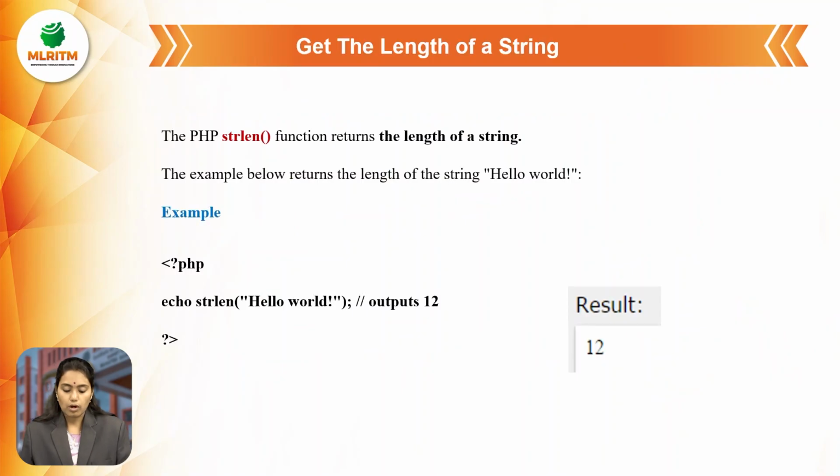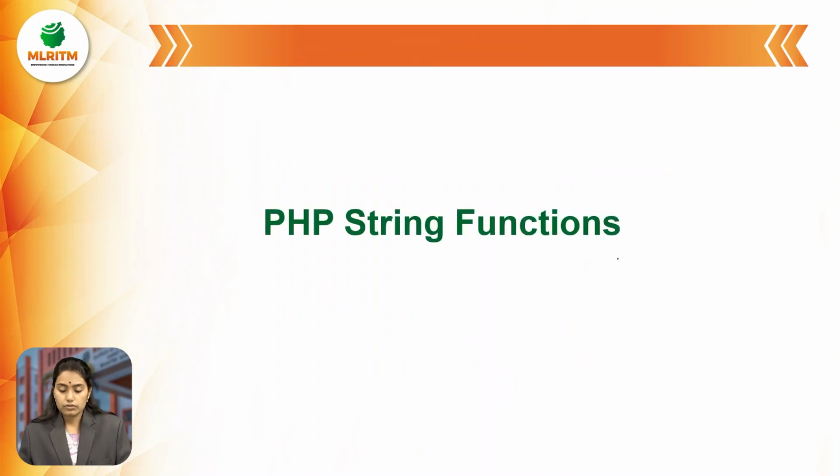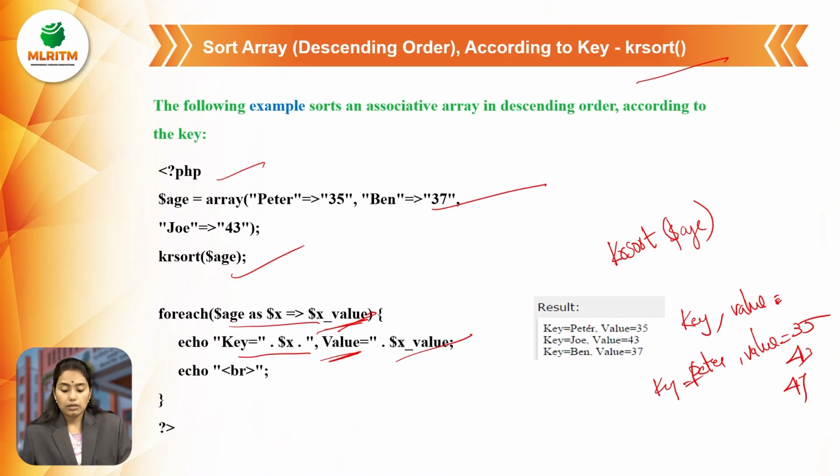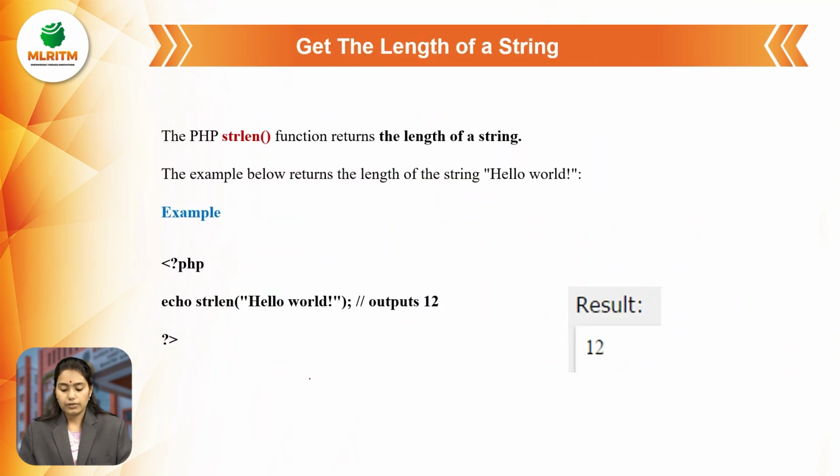What are the string functions? What is string? String is nothing but a word. String functions are nothing but we have many number of string functions. String is nothing but a group of sentences or group of words together is called string. Here in PHP, to get the length of the string, we use strlen. String length is a function which is used to return the length of a string.